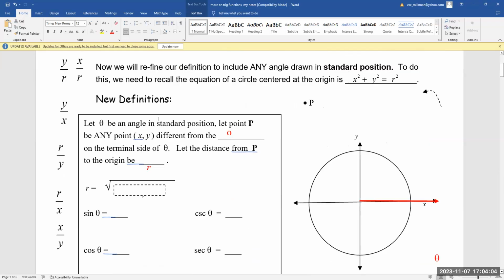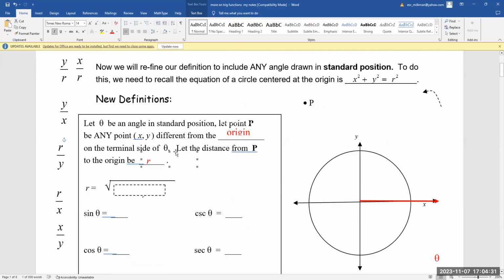Let theta be any angle in standard position. Let point P be any point x comma y different from the origin. So point P can't be at the origin, not if you want to have a distance from the origin. And it has to be on the terminal side of angle theta. And let the distance from P to the origin be r.